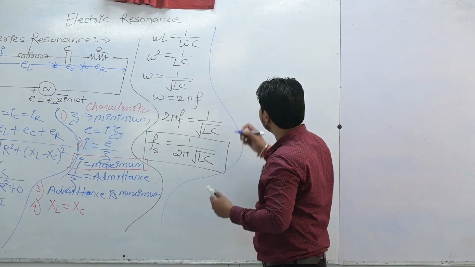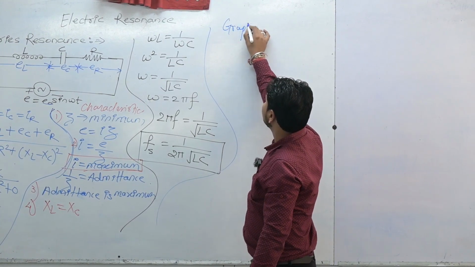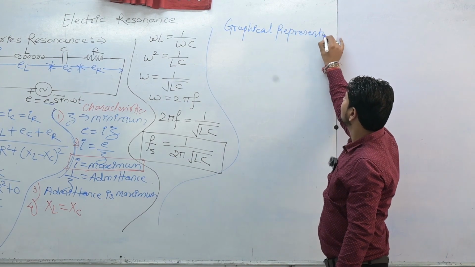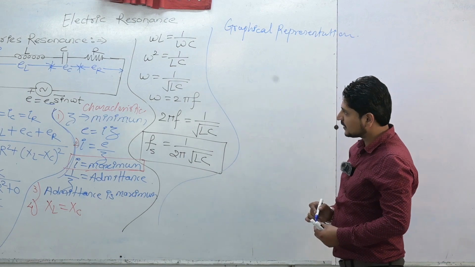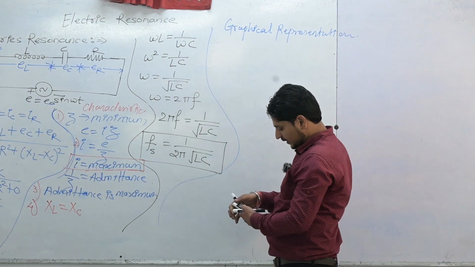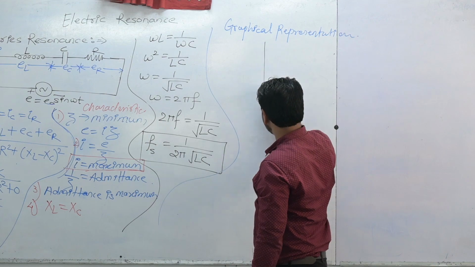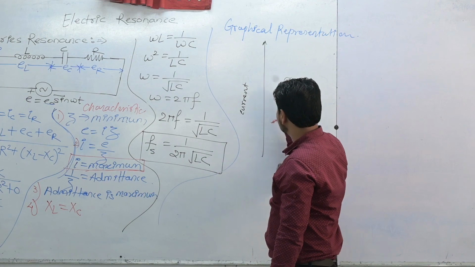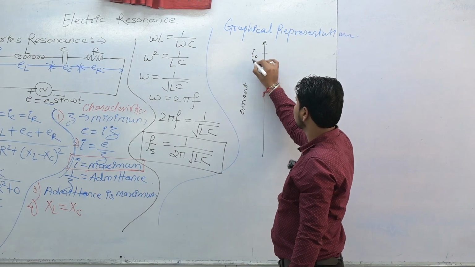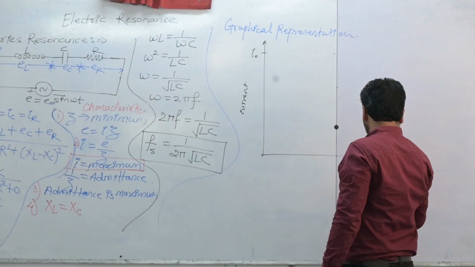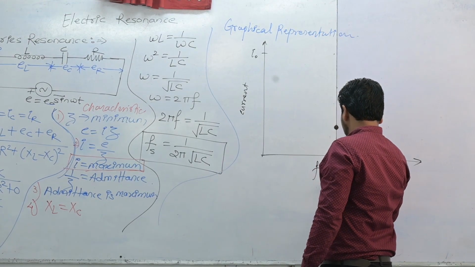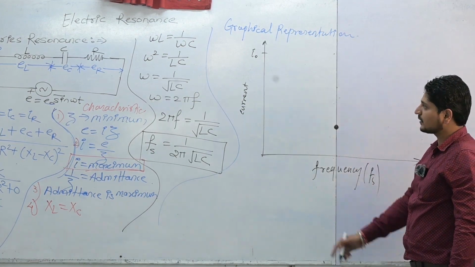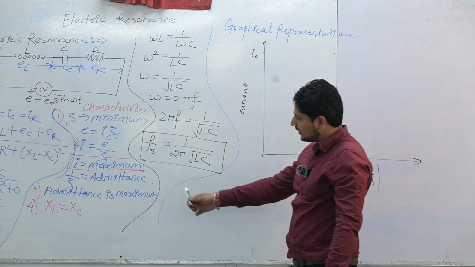If I am taking the graphical representation of series resonance, तो अगर मैं graphical representation ले लूँ तो graphical representation कुछ ऐसे लिया जाएगा. So we are taking current on the y-axis. So there is I naught, and here there is a frequency. This is a frequency, that is Fs. Because we are taking for series resonance, so current is maximum.